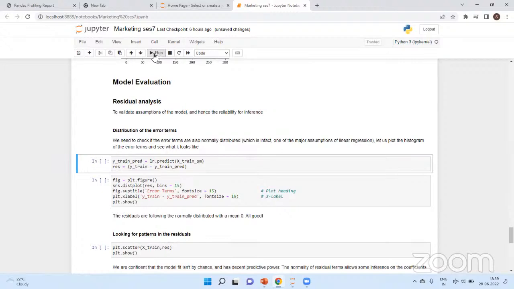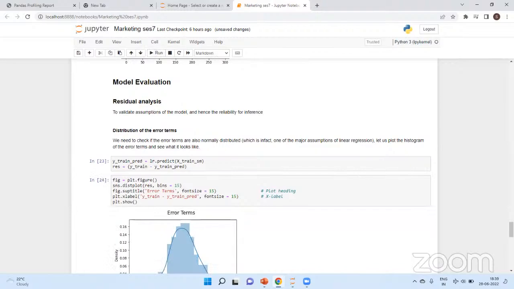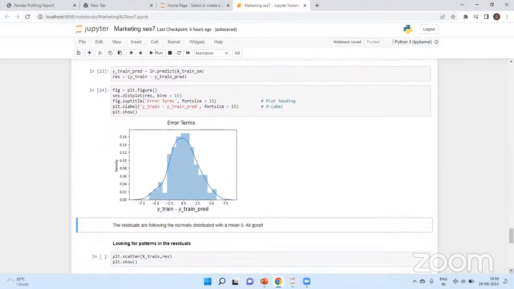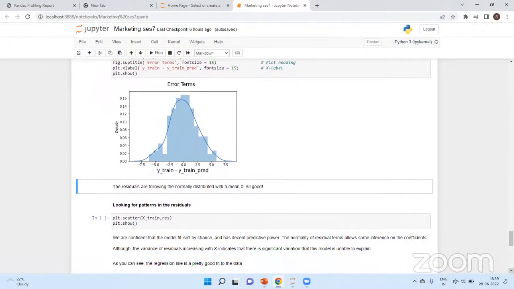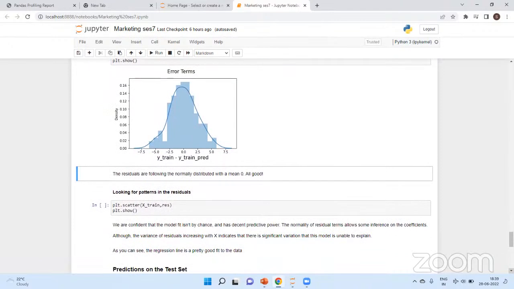So this is about residual analysis and the distribution of the error terms. What should be the error we are calculating here? The train prediction error terms. The residuals are normally distributed with mean zero, all good.